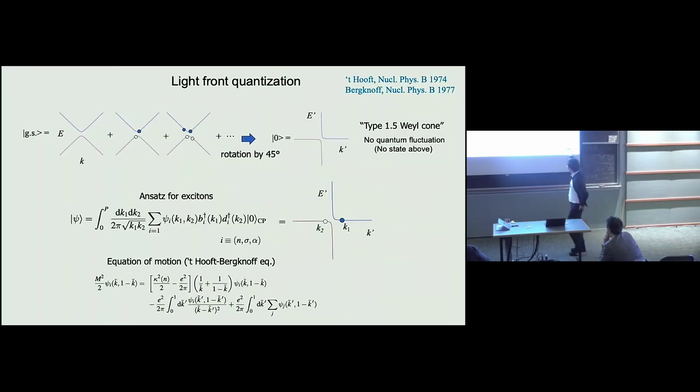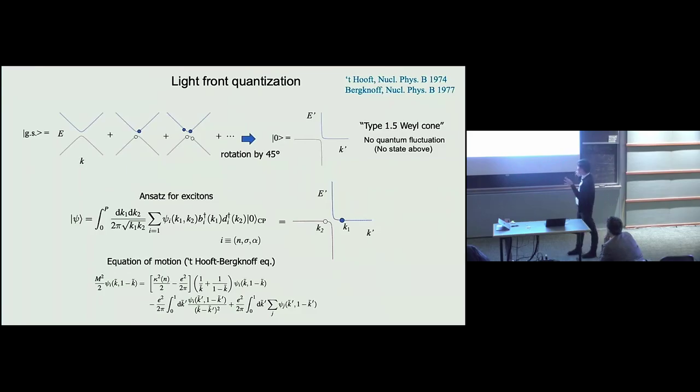The special point about this is, first of all, that this is now something like a type 1.5 Weyl cone. Type 1 is the usual one, type 2 is the flipped one, and 1.5 is something that really stands up like this, with one direction flat. The important point is that there's no fluctuation. It's really like a single-band system. If I put my Fermi energy here in the middle, there's no upper band that can create these fluctuations. In this sense, the ground state is trivial.